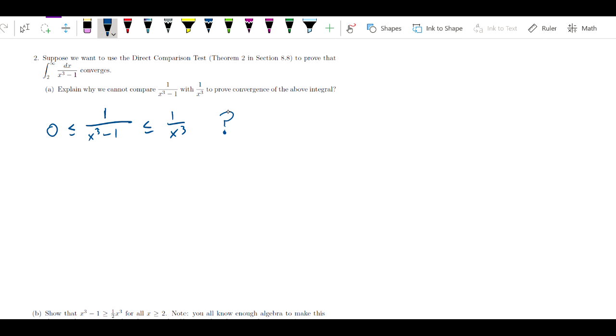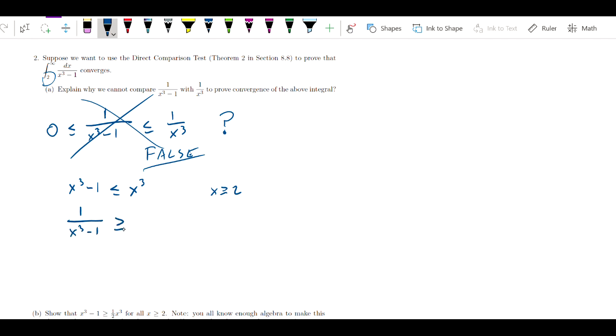There's a very simple explanation that you all know from previous math courses, which is that you shouldn't write a false statement. So the reason you can't write it is because this inequality is false. Let me show you why. If x cubed minus 1 is less than or equal to x cubed for all x greater than or equal to 2, once again, that's where the 2 comes from, it's certainly going to be the case that 1 over x cubed minus 1 is greater than or equal to 1 over x cubed once we take the reciprocal and flip the inequality.